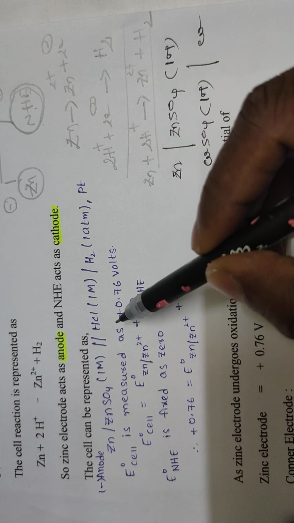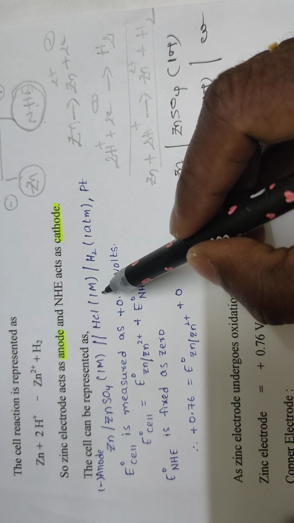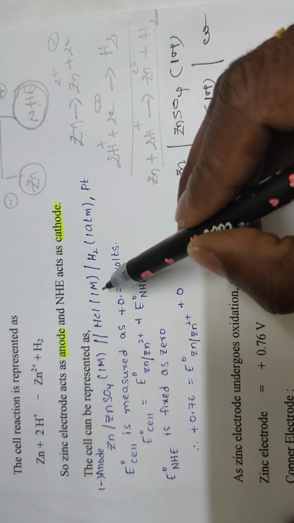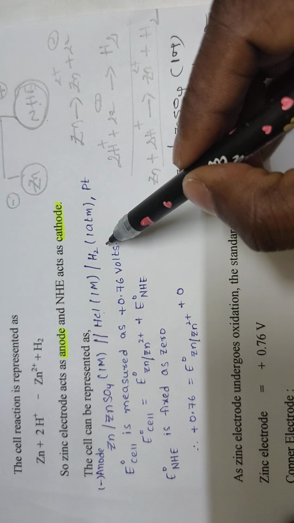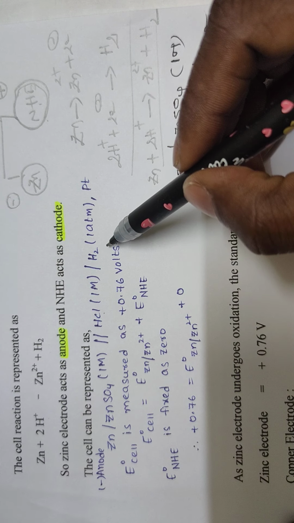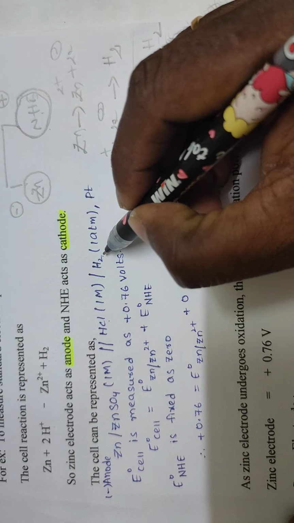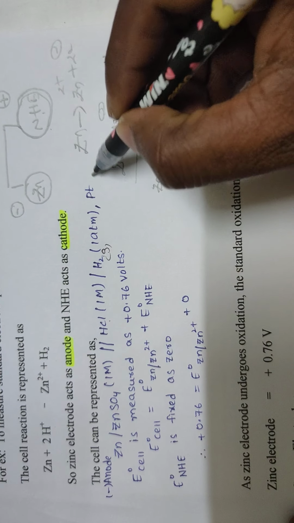While writing the half cell notation at cathode, the electrolyte solution should be written first. So here in normal hydrogen electrode, the electrolyte solution is HCl of 1 molar. And in normal hydrogen electrode, the metal is hydrogen gas, which is absorbed by platinum foil.